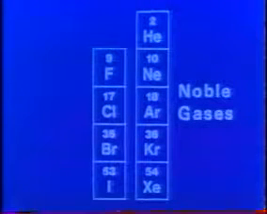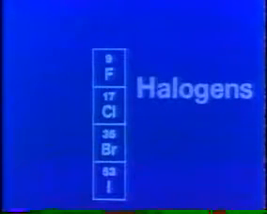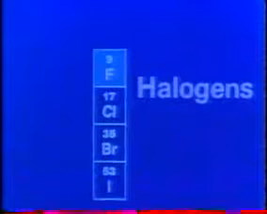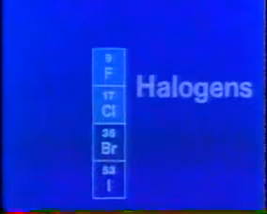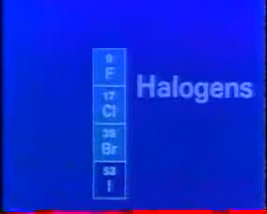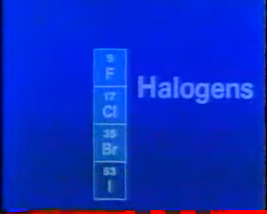This family of elements, called the halogens, consists of fluorine, atomic number 9, chlorine, atomic number 17, bromine, atomic number 35, and iodine, atomic number 53.